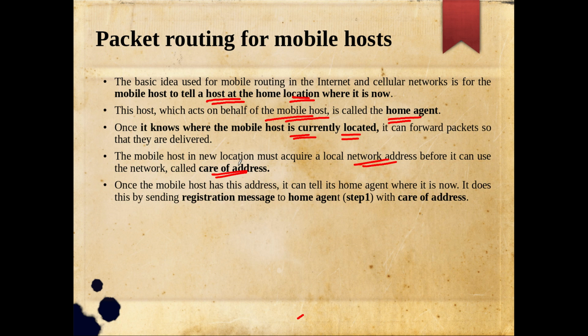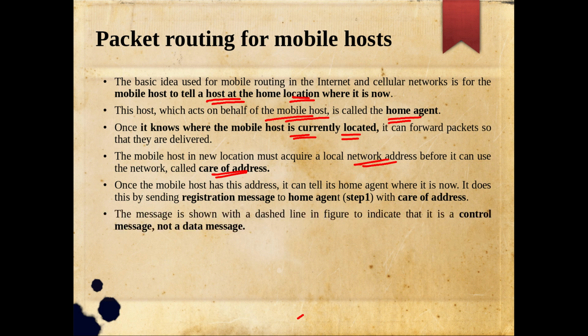Once the mobile host has its care of address, it can tell its home agent where it is now by communicating this care of address back. It does this by sending a registration message, so a kind of registration of the new care of address happens with the home agent. So the registration message to the home agent, with the care of address, is step number 1.